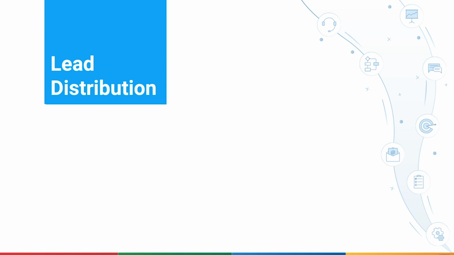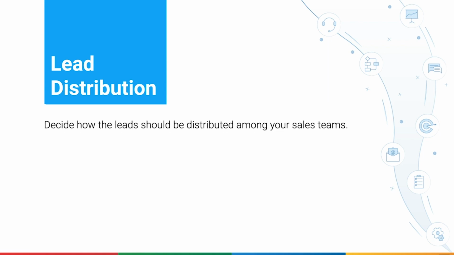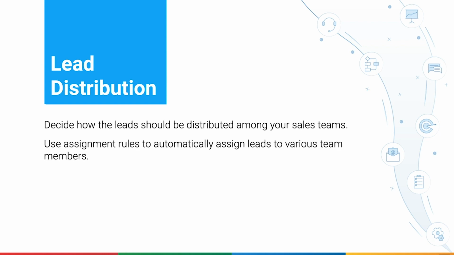Lead distribution. Secondly, decide how you would like to assign these leads among your sales teams. Do you want to assign leads with a high potential to an experienced sales rep, or do you want to apply a round-robin method as well? Assignment rules can help you distribute leads to various team members. This automation can make sure that you reduce the response time and leads are appropriately distributed within the team.